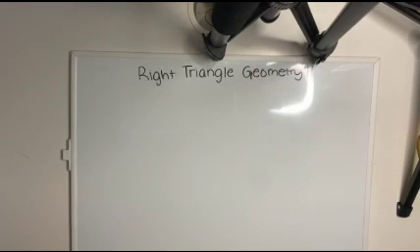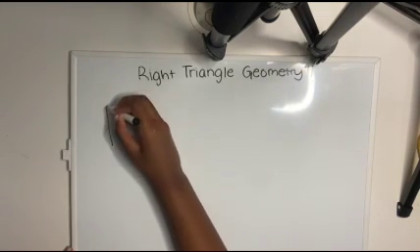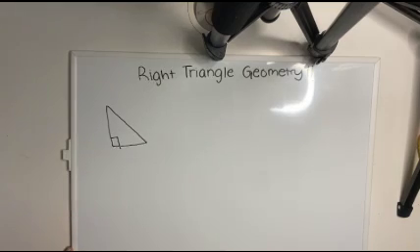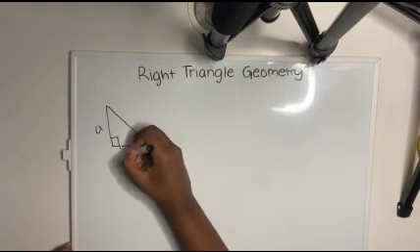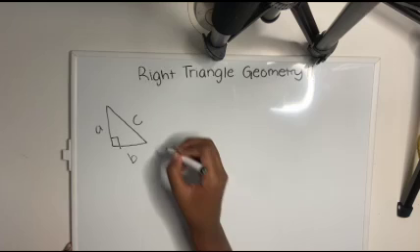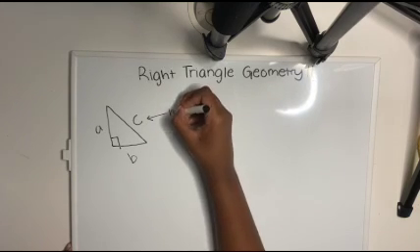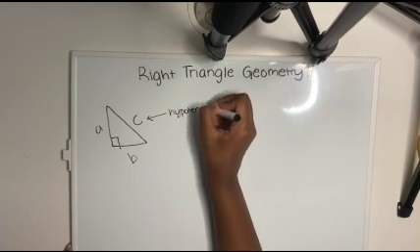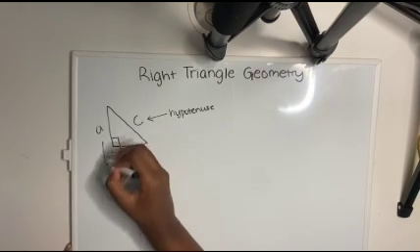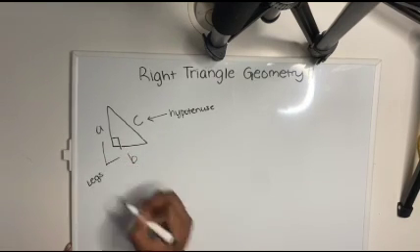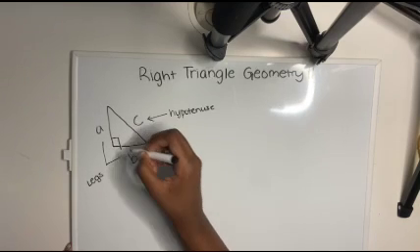Hi guys, today we're going to learn about right triangle geometry. This is a triangle. That symbol signifies a right angle. There are three different sides, A, B, and C. C signifies the hypotenuse, which is the longest side of a triangle. A and B, the other two shorter sides, are called the legs.